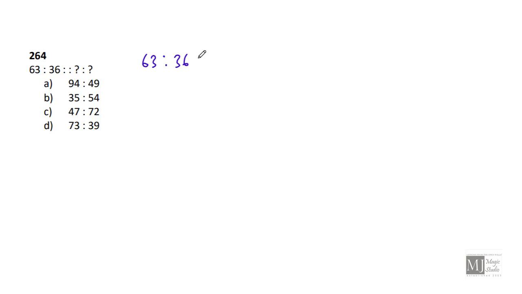Number analogy. 63 is to 36 should be equal to what is to what? Okay, 63, 36. 35, 54. If I can make out, this is just palindrome. 36 is the palindrome of 63. 73, 39 all gone. 94 and 49 look like palindromes and should be set at this position. Number analogy, answer option A.